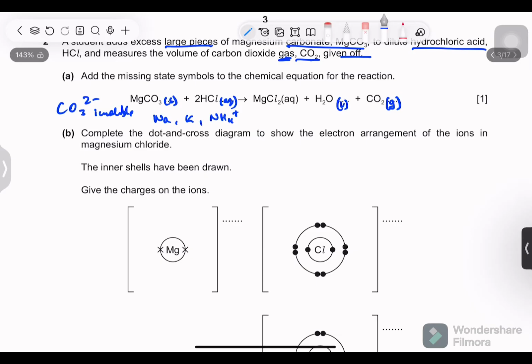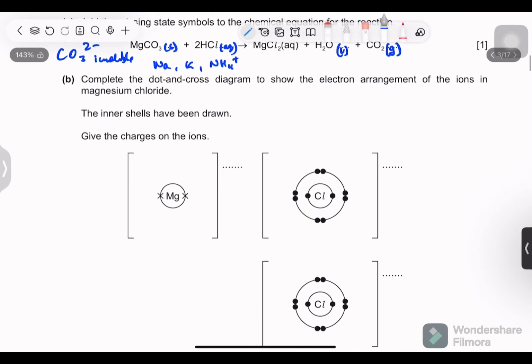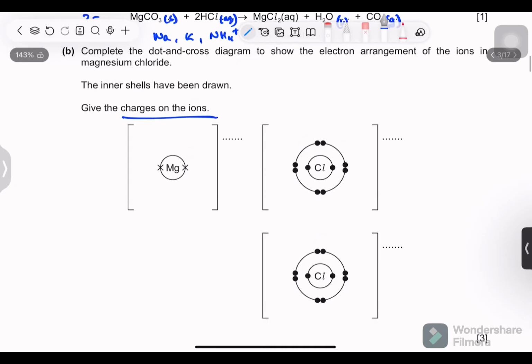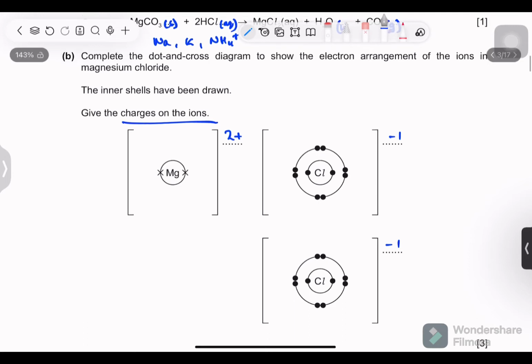Complete the dot and cross diagram to show the electron arrangement of the ions in magnesium chloride. The inner shells have been drawn. Give the charges on the ions. So magnesium is in group 2, so it will have a charge of 2 plus. Chlorine is in group 7, so it will have a charge of minus 1 because it needs to gain 1 electron.